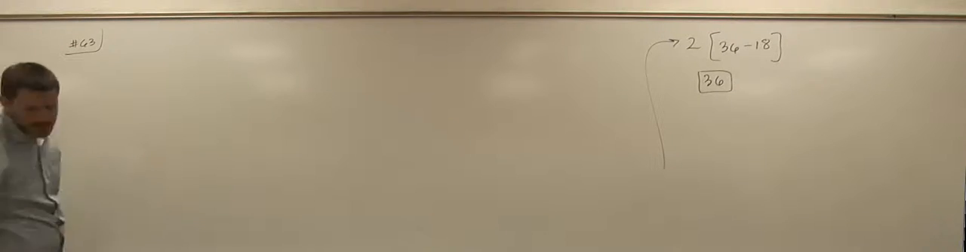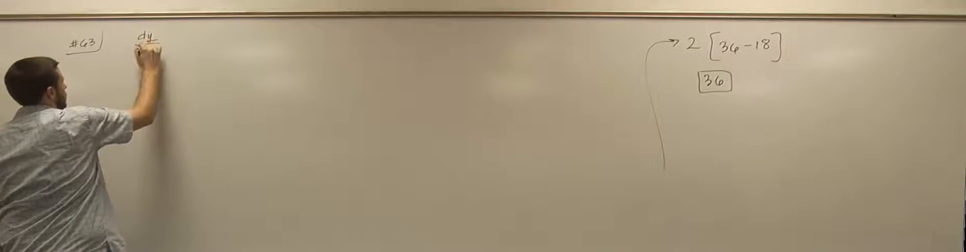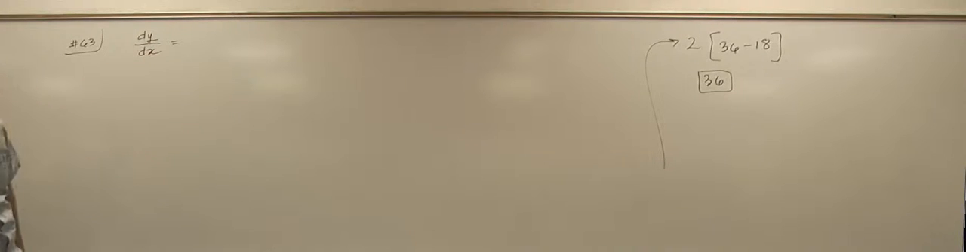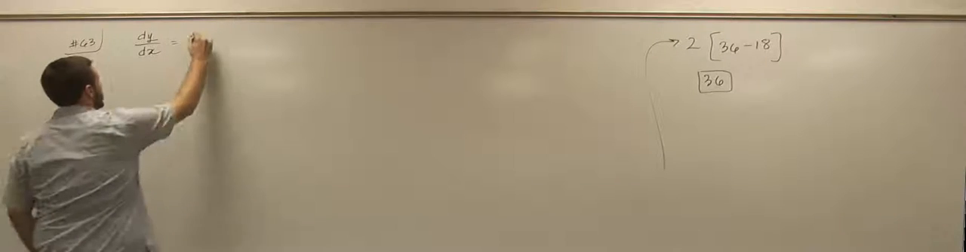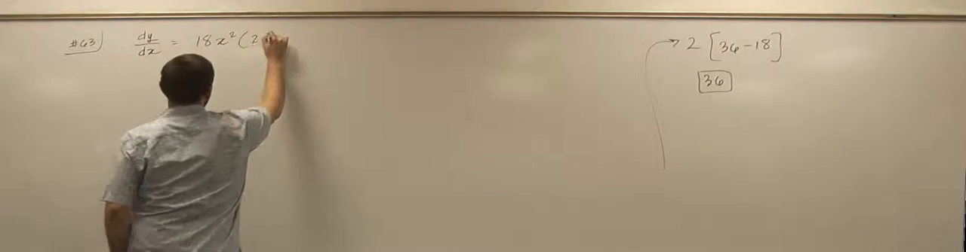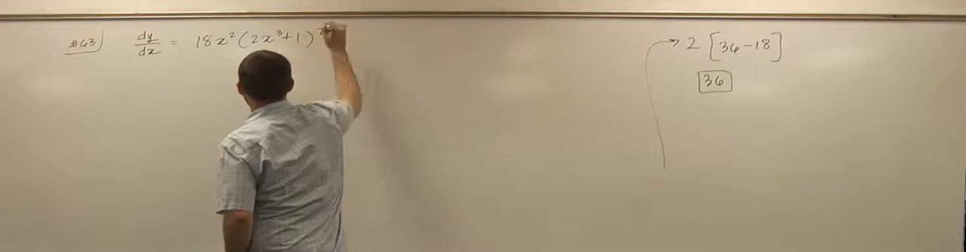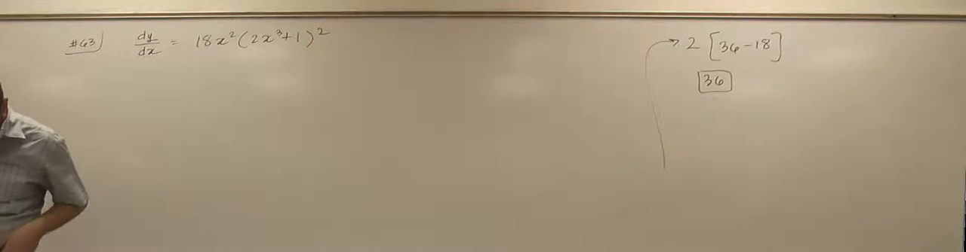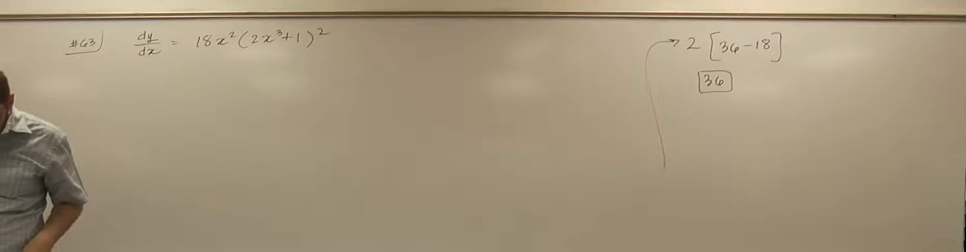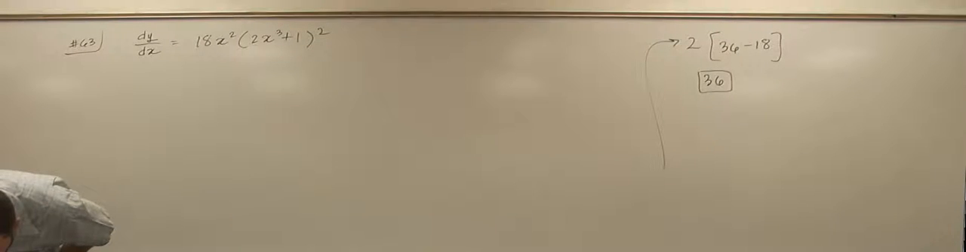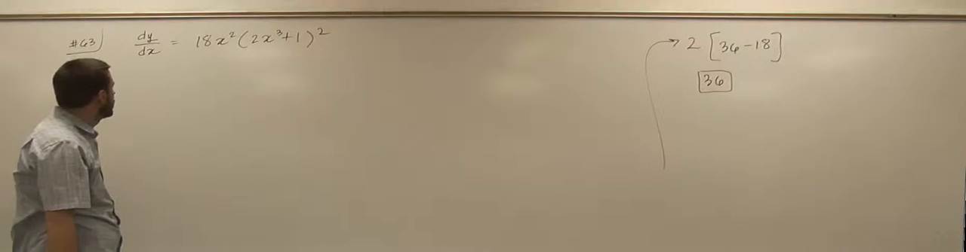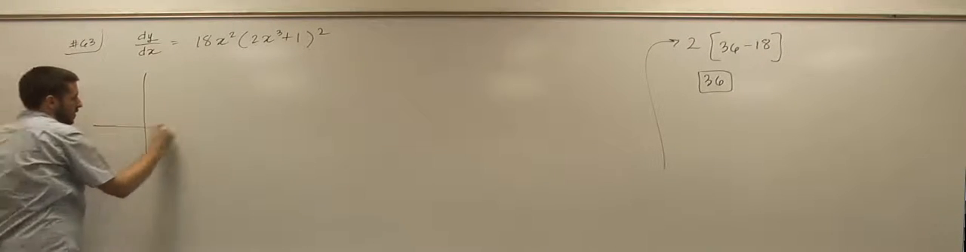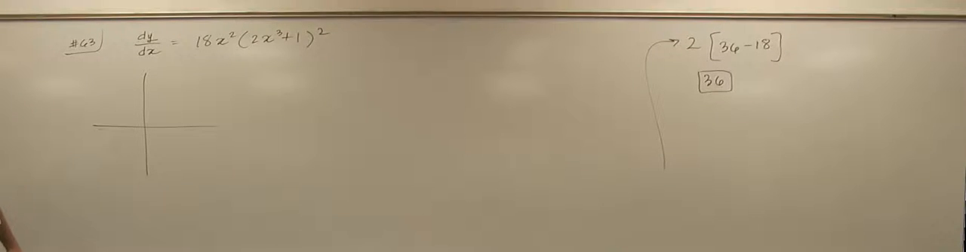So they give you this equation, dy/dx equals 18x squared times (2x cubed plus 1) squared. Use the differential equation in the given point to find the equation of the function. Okay. So they have some graph there. Basically what they're saying is they give you this picture. And it goes through (0, 4).